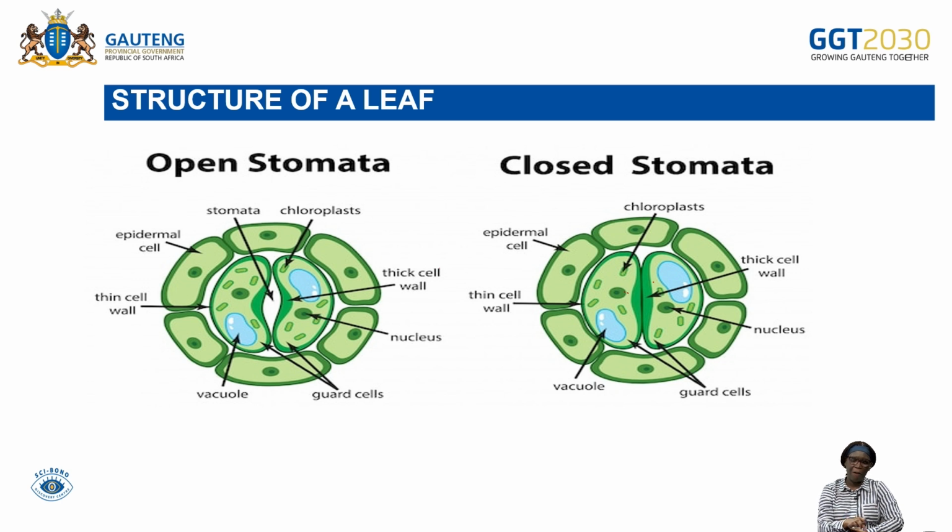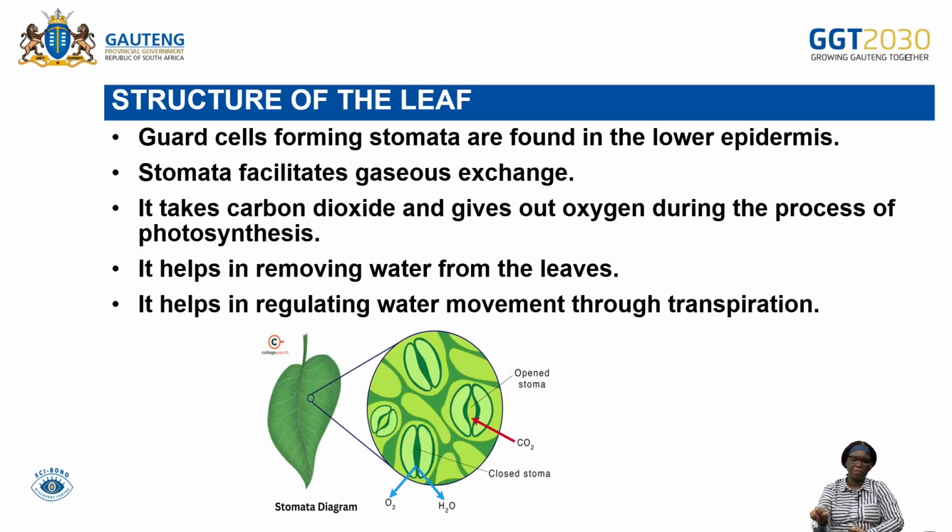Remember, they are found on what? On the lower epidermis of the leaf. Okay? We are continuing with the structure of the leaf. The guard cells forming the stomata are found at the lower epidermis. And the stomata is responsible for what?